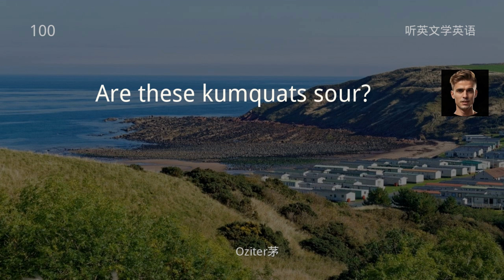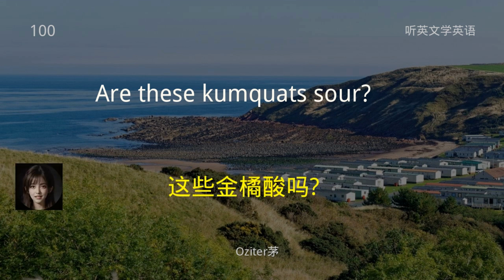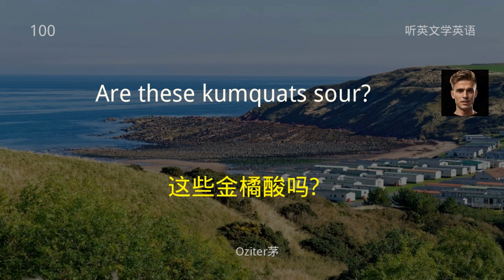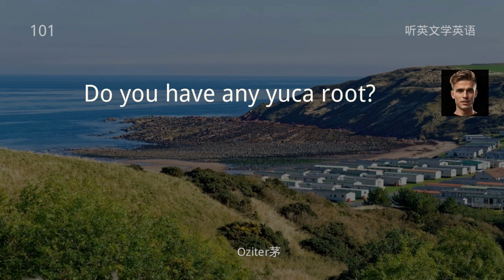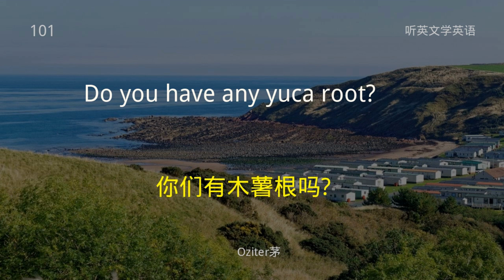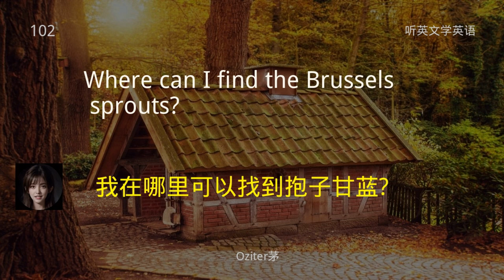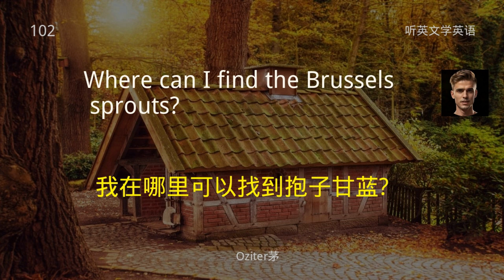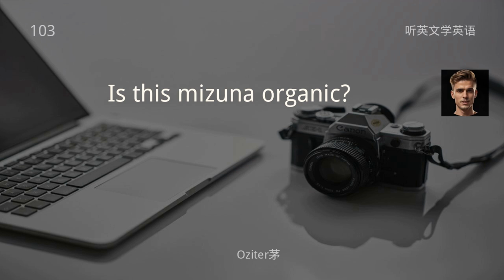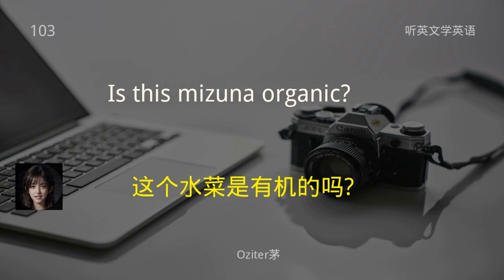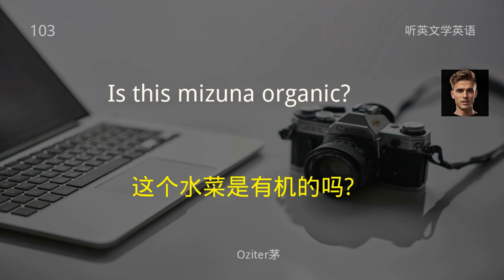Are these kumquats sour? Do you have any yucca root? Where can I find the Brussels sprouts? Is this mizuna organic?